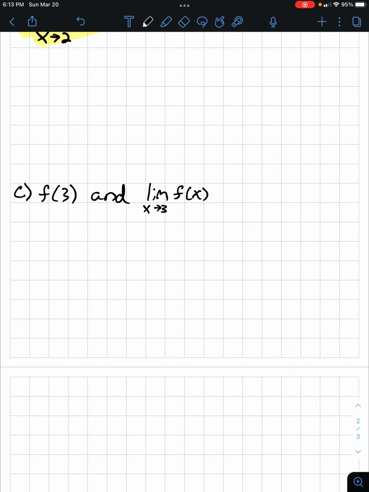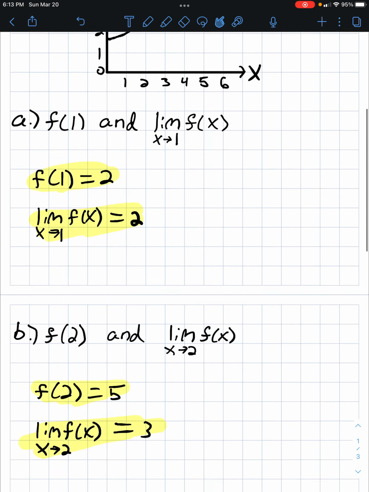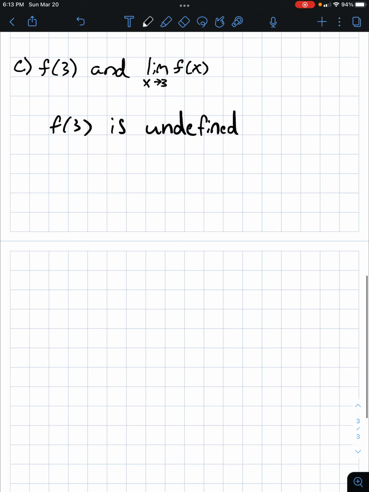Now part C, find f of 3. So same thing. What is f of 3? Well, let's take a look. At 3, we go up. Oh, open circle. Do we have a closed circle anywhere on x equals 3, just going straight up? Nope. Therefore, f of 3 is undefined. F of 3 is undefined.